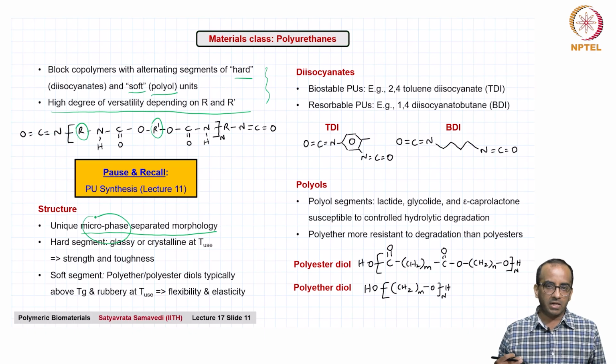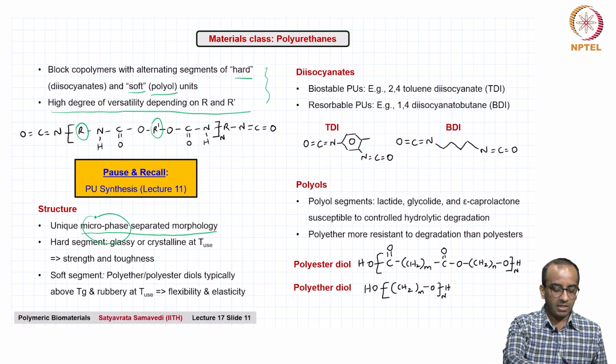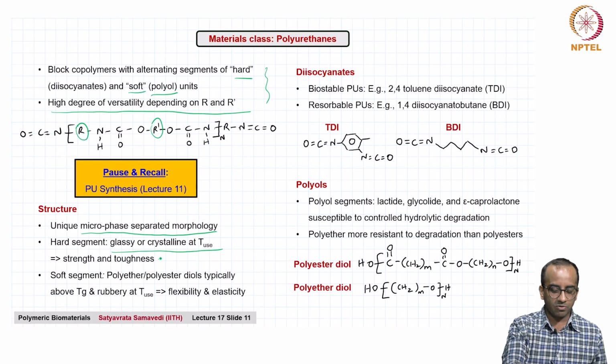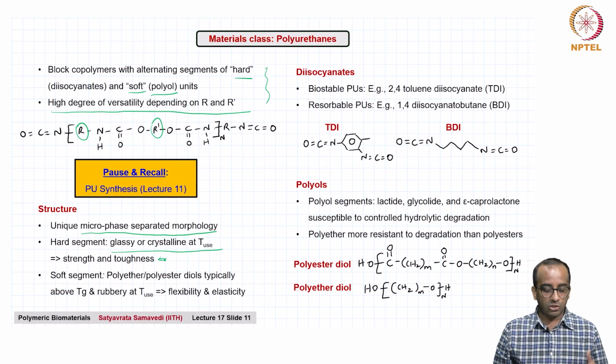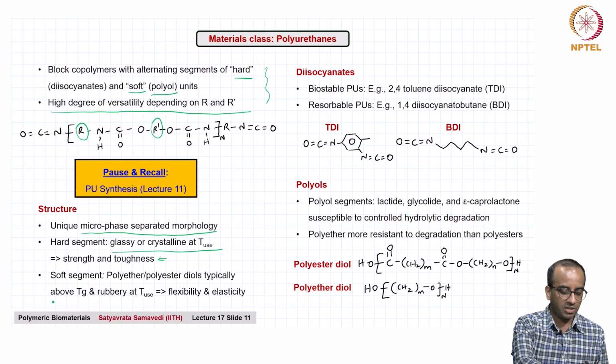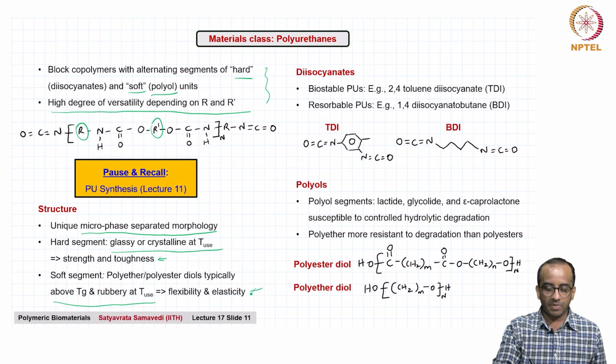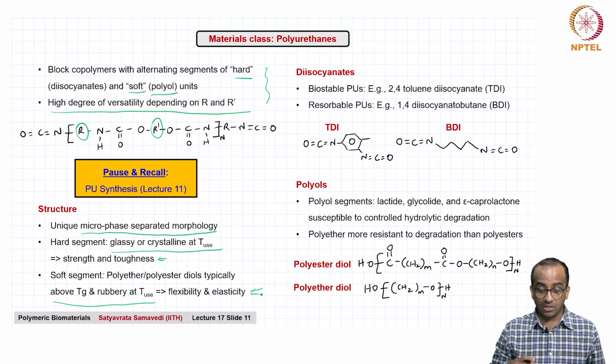And in terms of the temperature vis-a-vis the mechanical properties, the hard segment typically is glassy or crystalline at the use temperature, which typically contributes to strength and toughness. And the soft segment, namely the polyether or the polyester diol, typically exists above its Tg and is thus rubbery at the use temperature, which provides flexibility and elasticity. So, that's a unique combination of properties that some of these segmented polyurethanes can have.